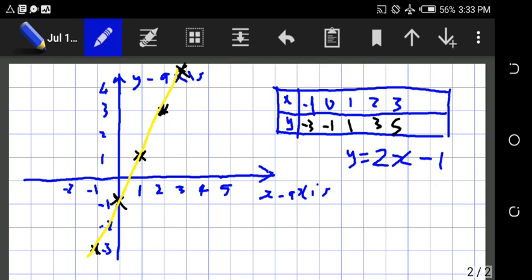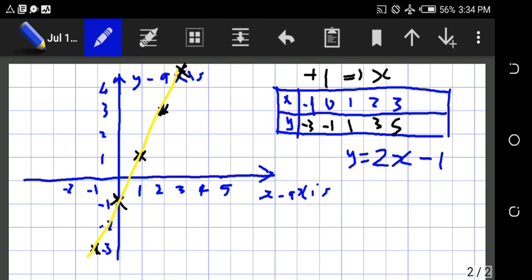Notice something. Now let's go to the values of x that we've chosen. When you check the progression of the x values, that is from minus 1 to 0 to 1 to 2 and to 3, you find out that you are adding 1 each time. So when you add plus 1 to minus 1, you get a 0. When you add plus 1 to 0, you get a 1. You add plus 1 to 1, you get 2. Add plus 1 to 2, you get 3. Right? So we see that on the x axis, we are adding plus 1.